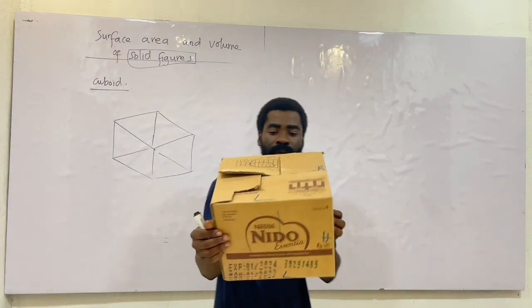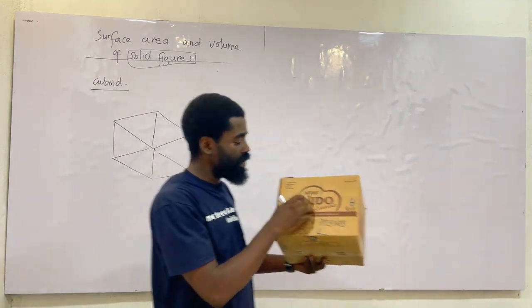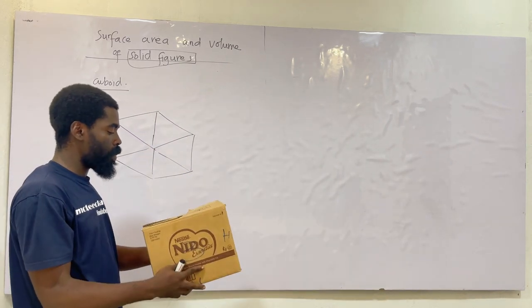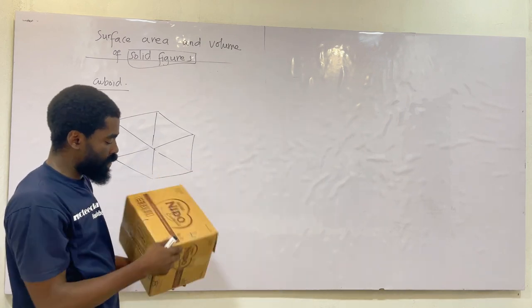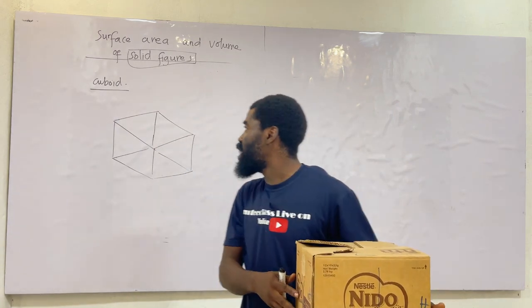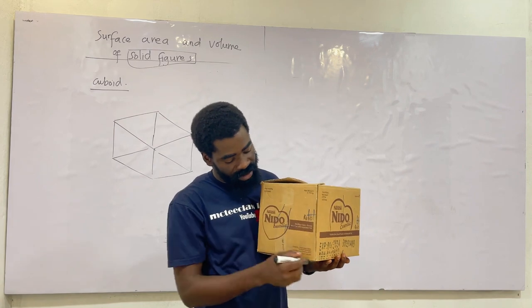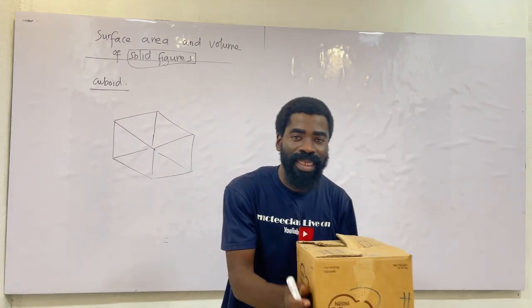Okay, so this is a cuboid. We have 6 faces here. I think I've numbered them. So this is the first face, face 1. Then I have face 2, face 3, face 4, face 5, and face 6. If we are finding the total surface area of this cuboid, then we need to find the area of this face, that face, and every other face, and sum everything.